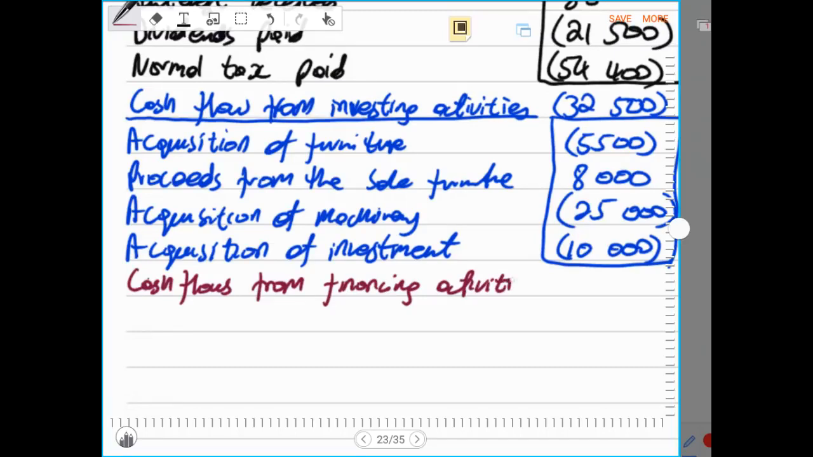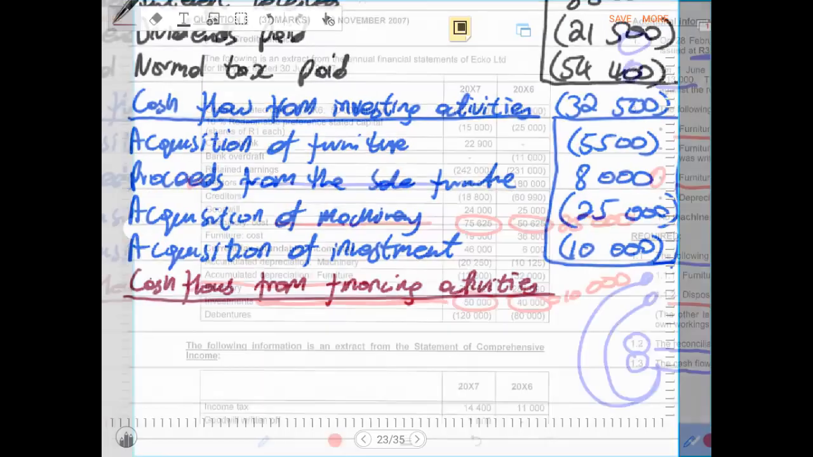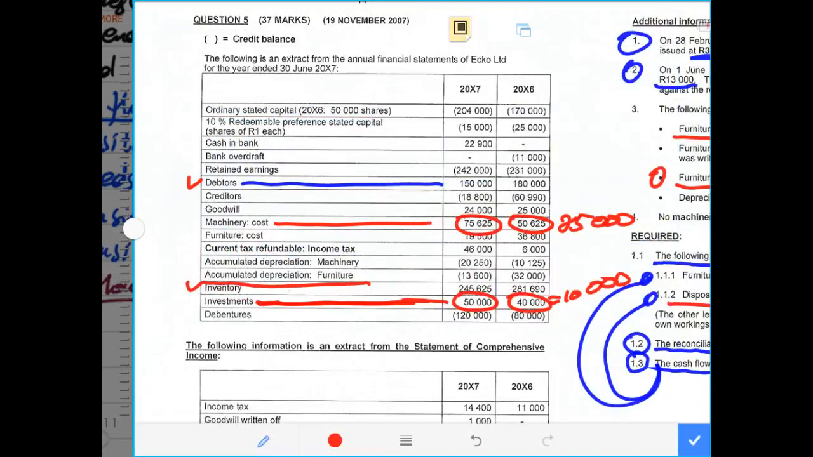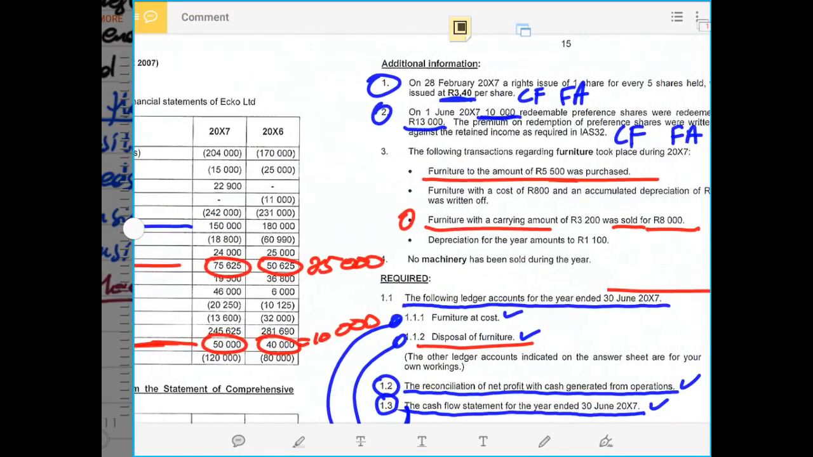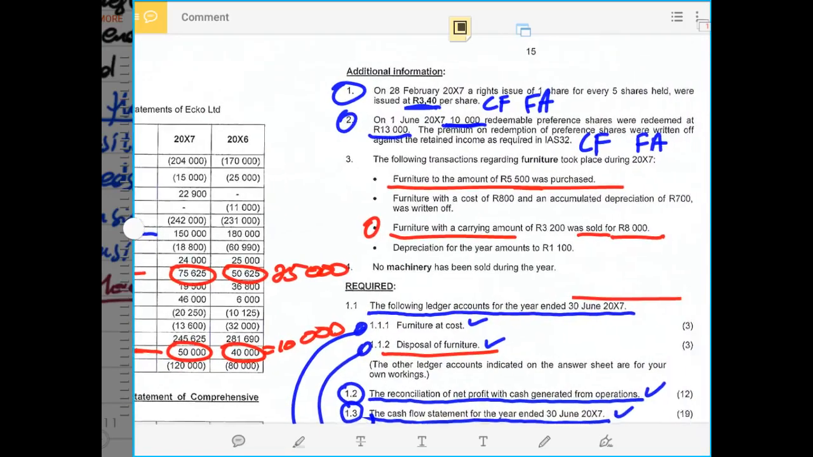This is where the business gets money to finance its operations or to finance its investments. Now we have to look at whether any shares were issued, any loan was raised, any shares were redeemed, any loan was repaid, any dividends were issued, or any debentures were redeemed. It's all about those concepts.